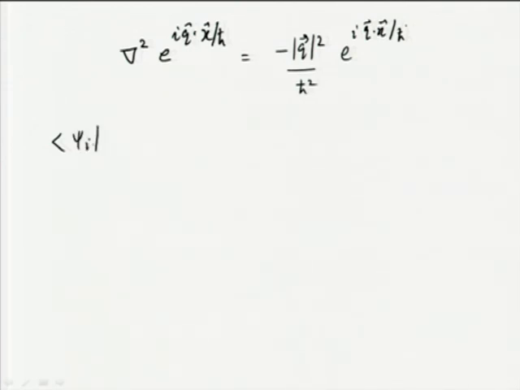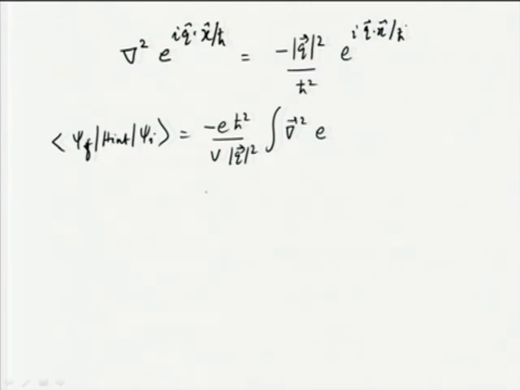So I can write psi f H interaction psi i as minus E h cross square over V q square times the integral of del square, well, del is a vector operator.